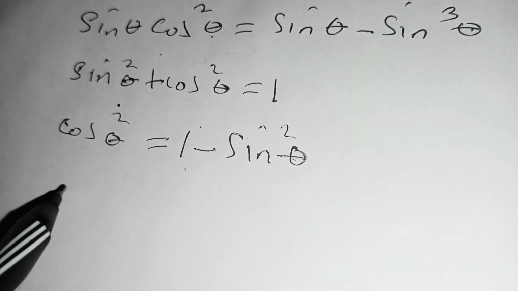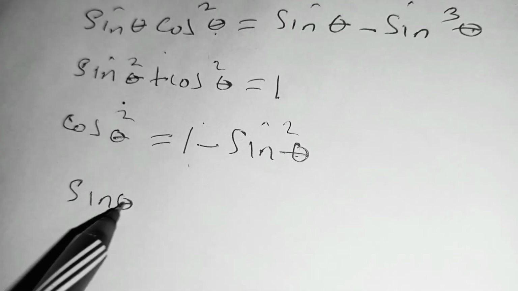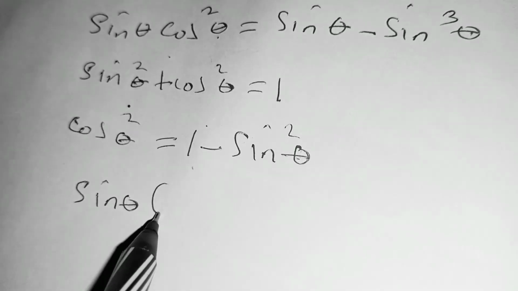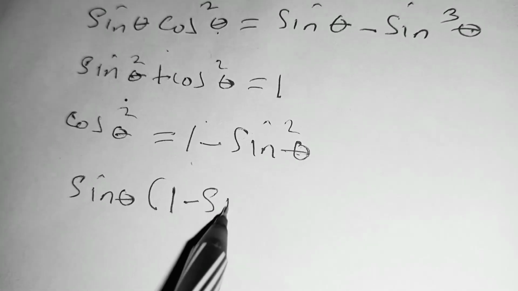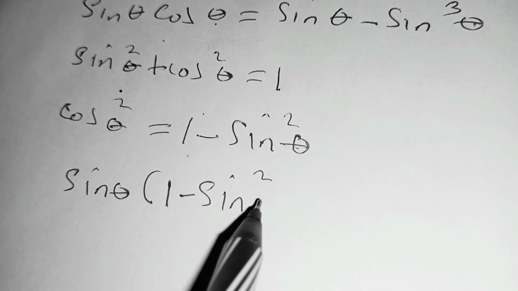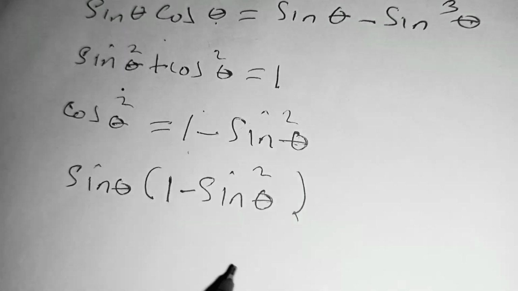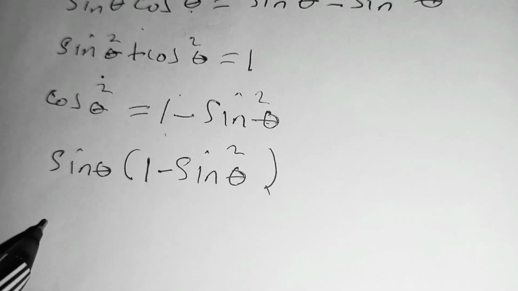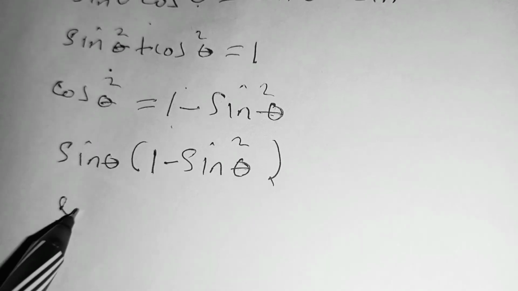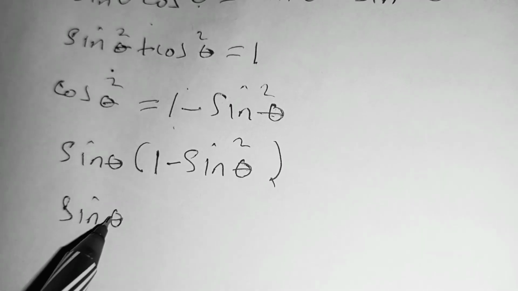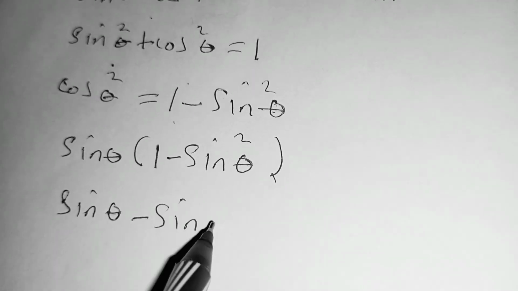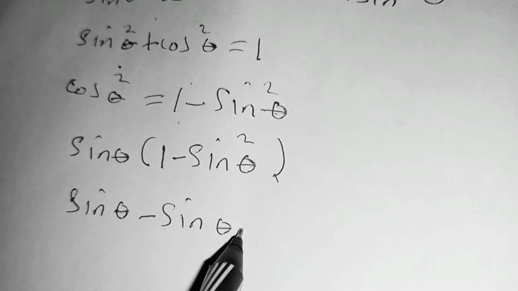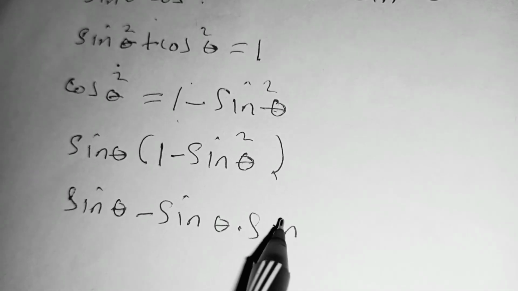Doing that, we shall have sine theta multiplied by the bracket 1 minus sine squared theta. So we remove the bracket. 1 times sine theta is sine of theta, then minus sine theta multiplied by sine squared of theta.